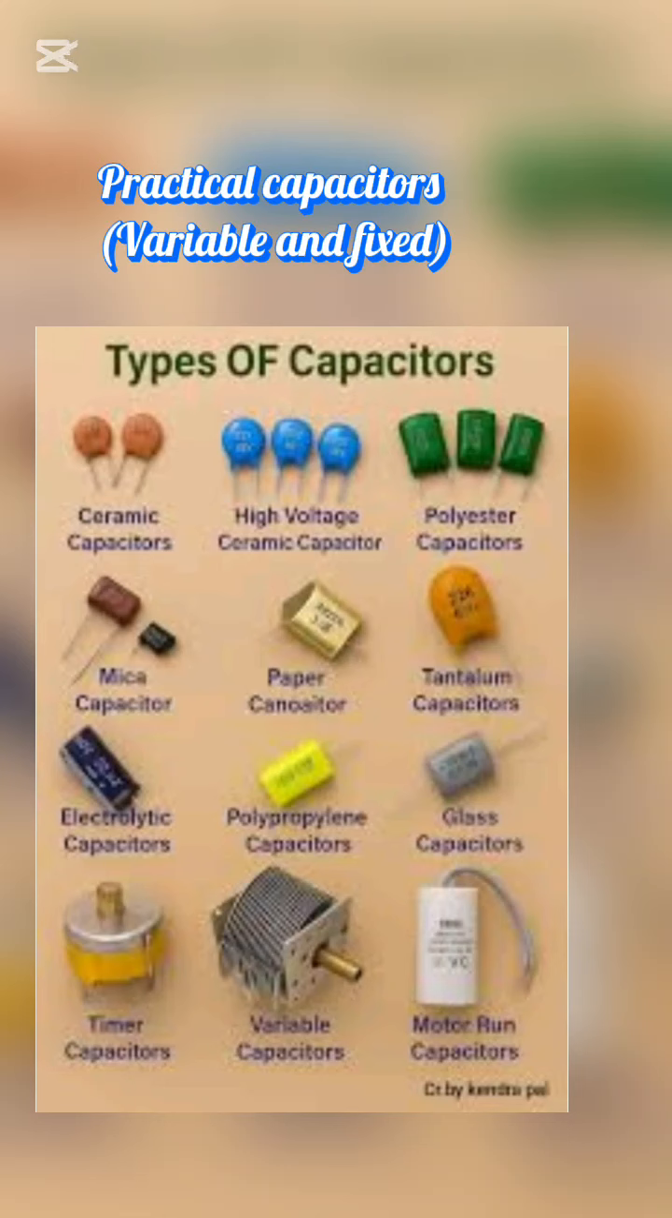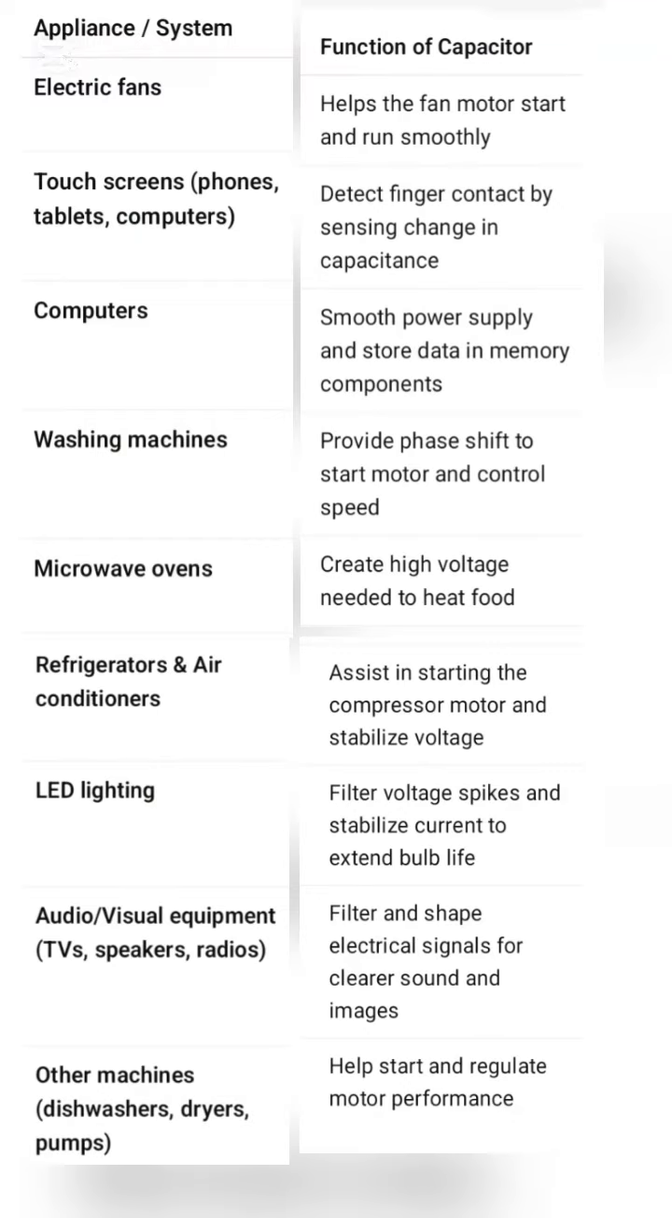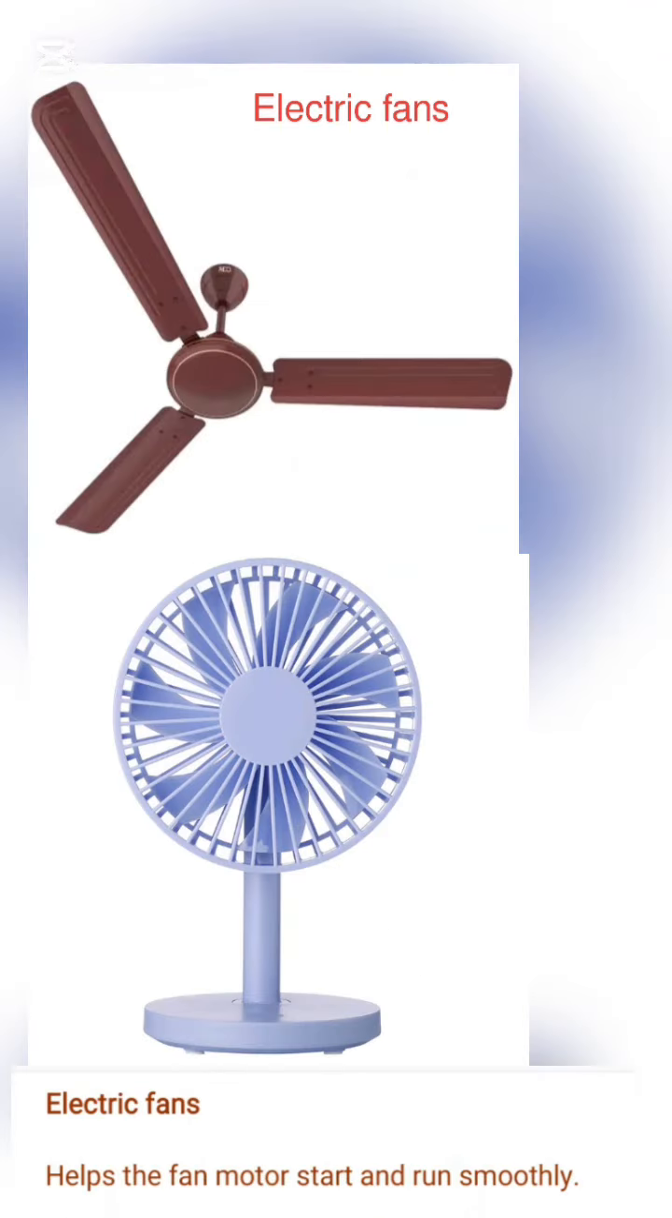The circuit symbol for a capacitor is as shown. Practical capacitors are of different types: variable capacitors and fixed capacitors. Capacitors are used in many household and electronic devices like: 1. Electric fan, which help the fan motor to start and run smoothly.